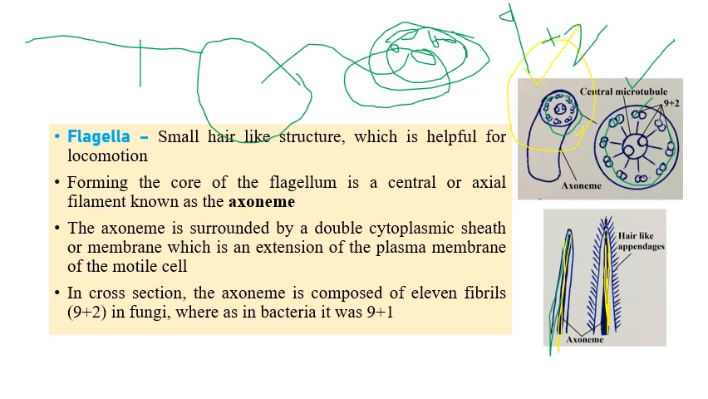Generally flagella is a hair-like structure used for locomotion. The central axis is called the axoneme, and it also contains hair-like structures called flimmers. The 9+2 arrangement is present in fungi, whereas the 9+1 arrangement is present in prokaryotes. We can also consider this as bacteria.